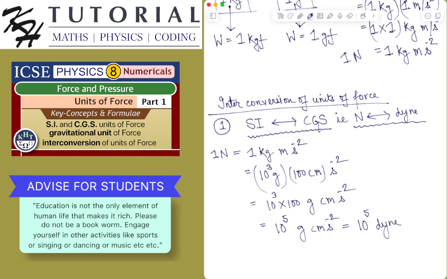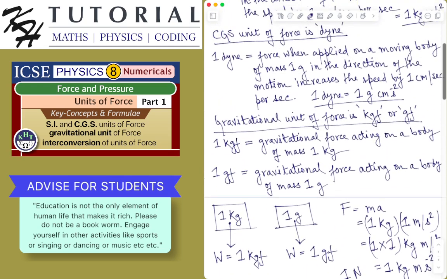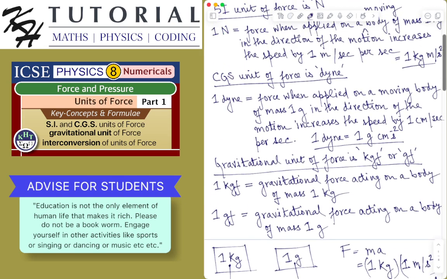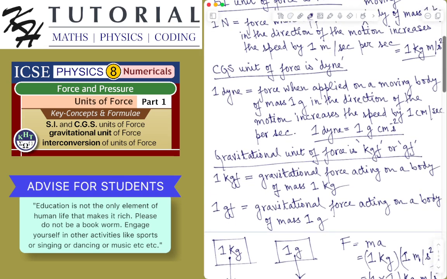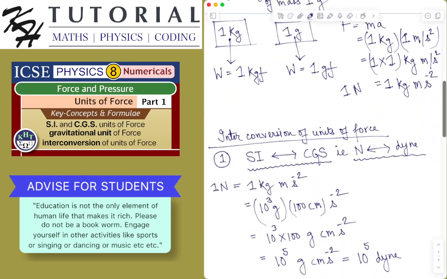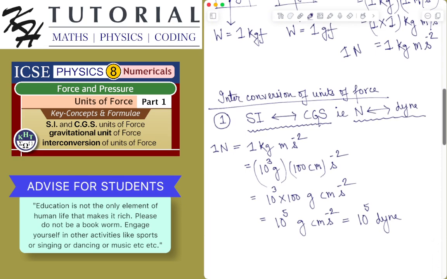So 1 Newton is equal to 10 to the power 5 dyne. Remember that 1 Newton is equal to 1 kilogram meter per second square, 1 dyne is equal to 1 gram centimeter per second square, and 1 Newton is equal to 10 to the power 5 dyne. If you cannot remember that, you must always be able to convert from 1 kilogram meter per second square to gram centimeter per second square, and then you know that 1 gram centimeter per second square is 1 dyne.